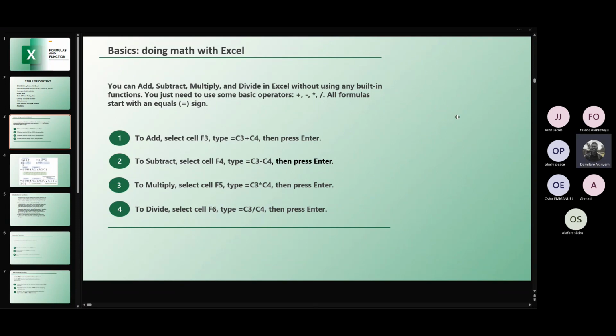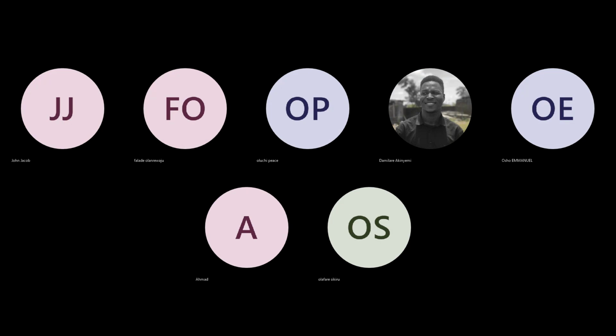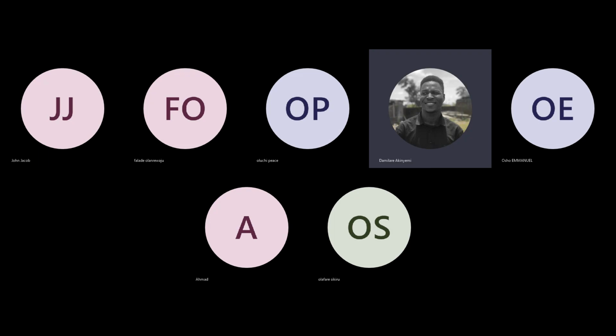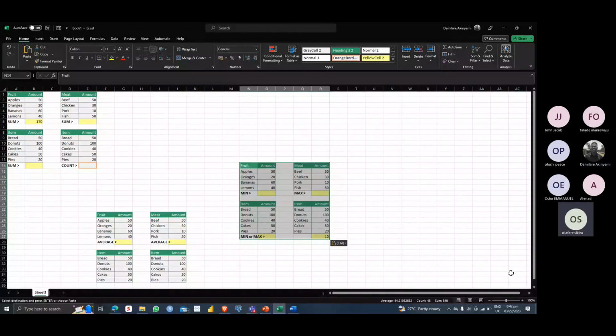Can we see the screen? Please let me know. Yes, you can see the screen. Okay, thank you. Can you see the Excel worksheet that I just opened now? Not yet. Okay, let me adjust it here. Okay, can we see it now? Yes, you can see it now.